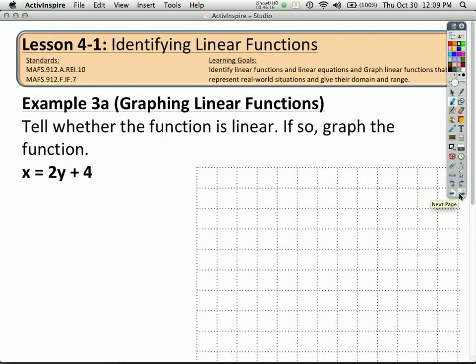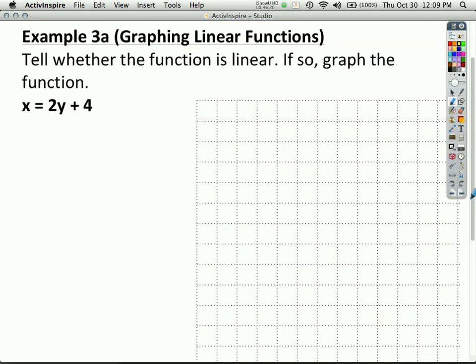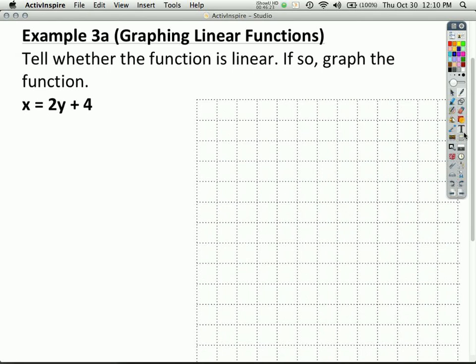Okay? So, example 3a. So there's 2 parts to example 3. Graphing a linear function. You already know how to do this. But we're going to do something first. Tell whether the function is linear. Well, if it's linear, it should be able to be rewritten in standard form, which I have over here on my whiteboard so you can still see it, although you have it written down on your paper. So if we can rewrite that into this form, then we know instantly that it's linear.